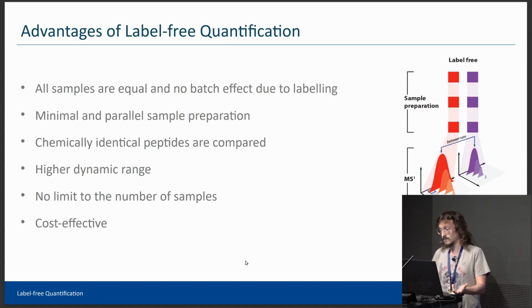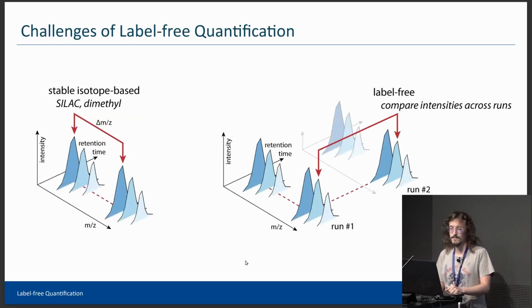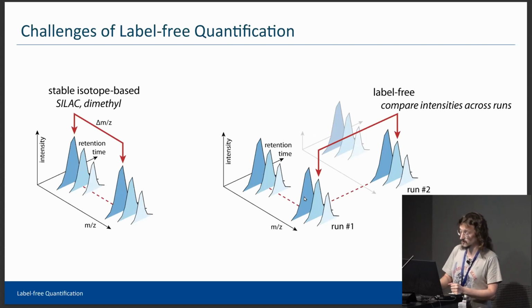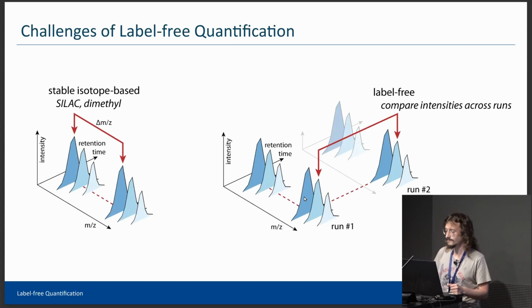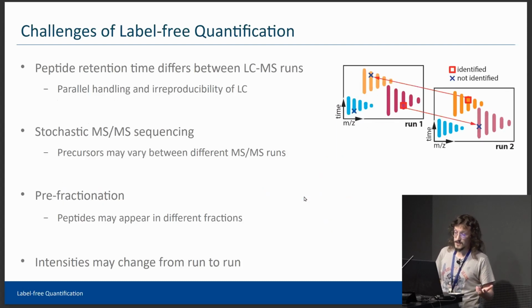So there are many good reasons to do LFQ, but as you can imagine, there are also some side effects. The major problem is that, as you can see from this image, when you do, for example, in this case, SILAC again, you have a single run and you have your two samples here in a single MS run. When you do LFQ, it's not like that. You have to run multiple MS runs. This brings up some issues.